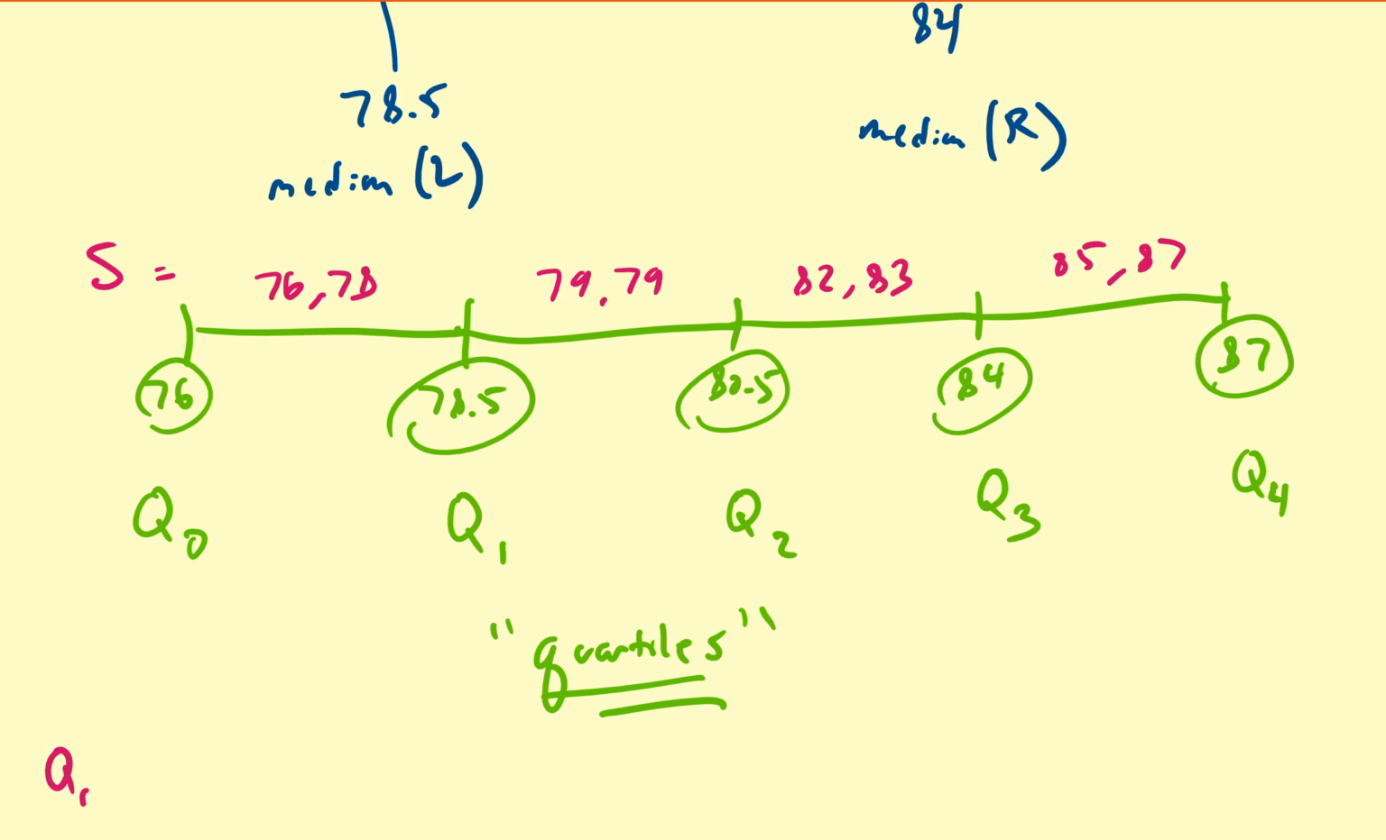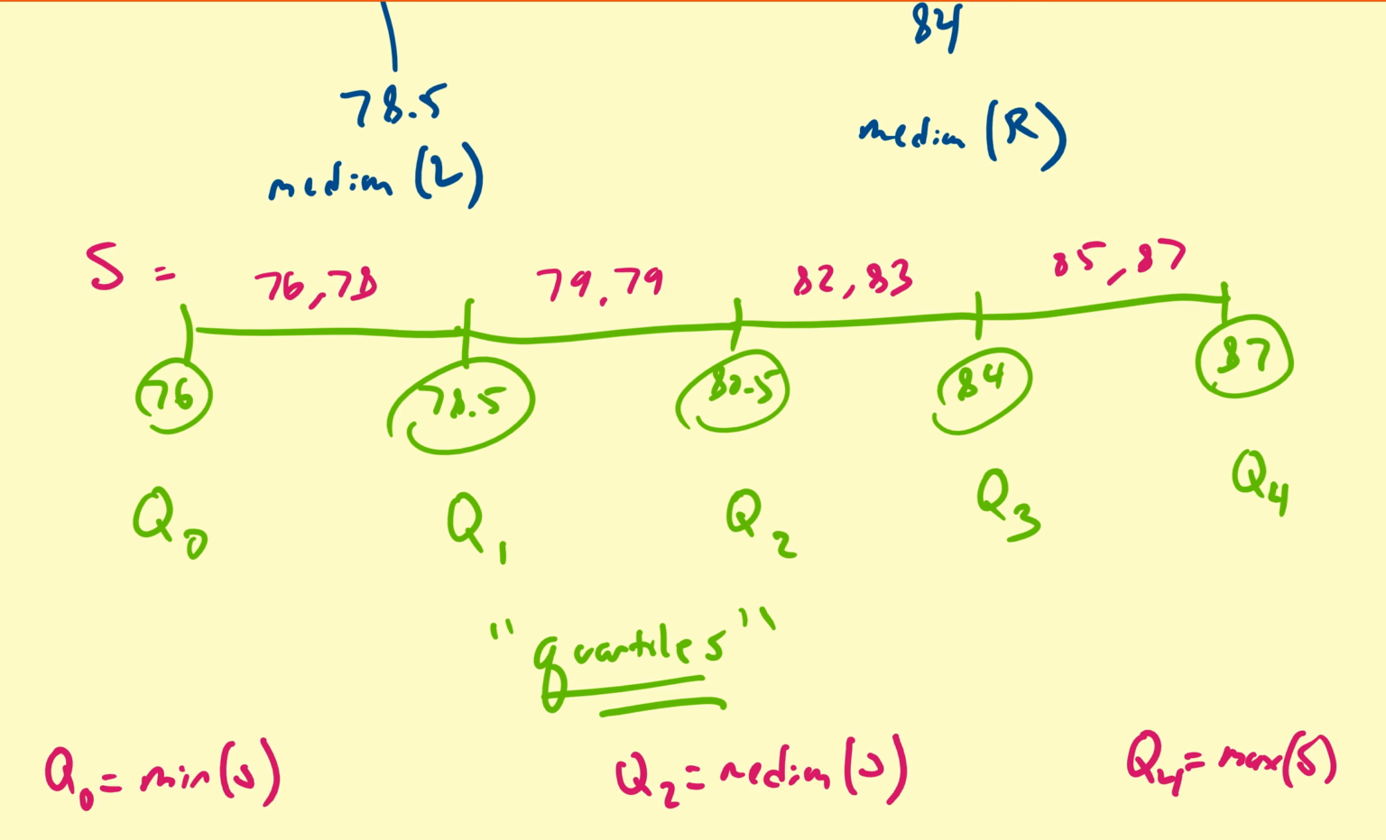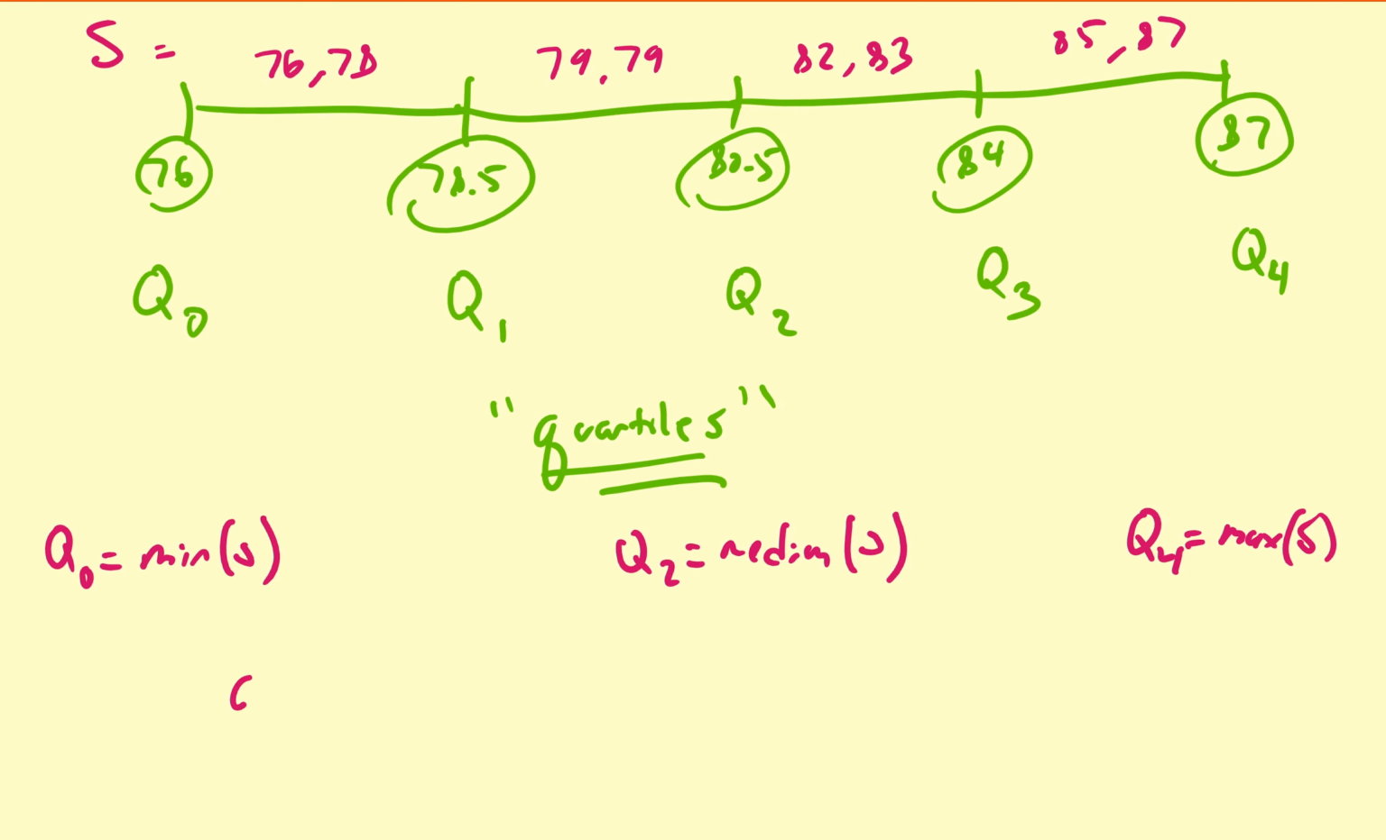So Q0 is always equal to the minimum of the data set. Q4 is always equal to the maximum of the data set. Q2 is always equal to the median of the data set. And Q1 is going to be the median of the left side of the data set, and Q3 is always going to be equal to the median of the right side of our data set.